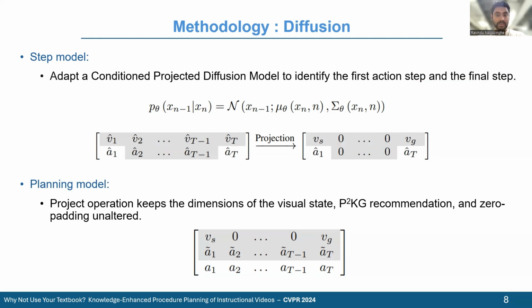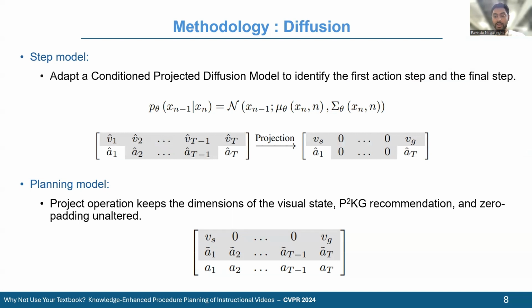In the step model to condition the standard denoising diffusion probabilistic model, we concatenate the first and the last visual states along the action feature dimension, which has a length corresponding to the planning horizon. During the denoising process, these conditional visual states can change, potentially misleading the learning process. To prevent this, a condition projection operation is applied, ensuring the visual states and the zero padding dimensions remain unchanged.